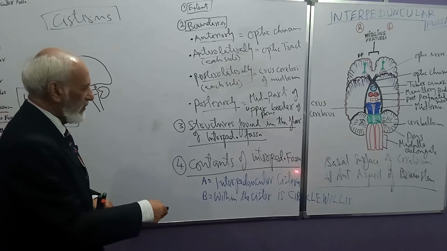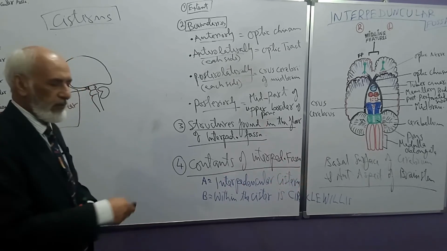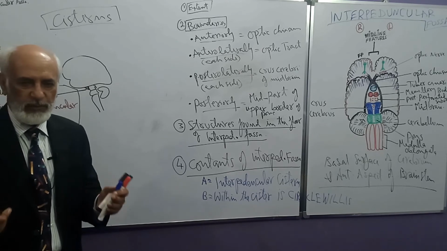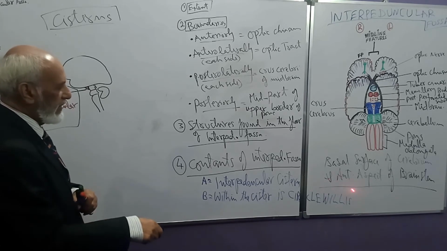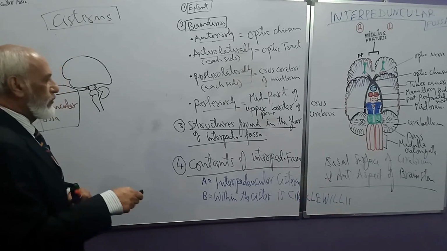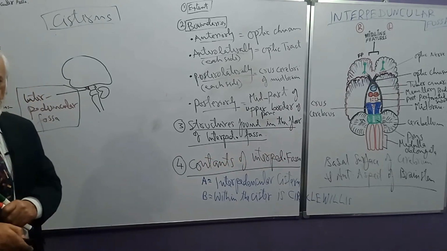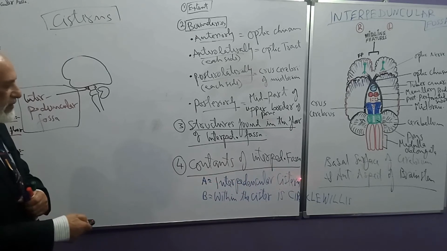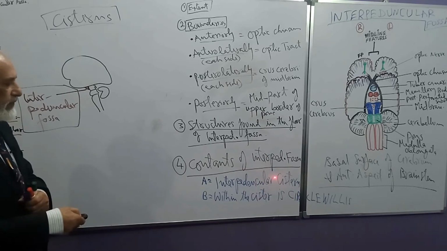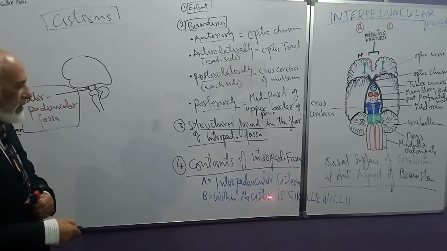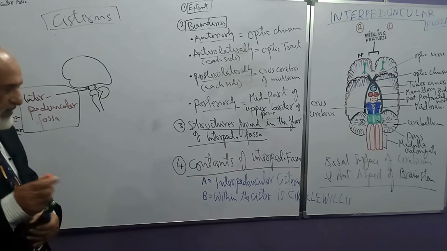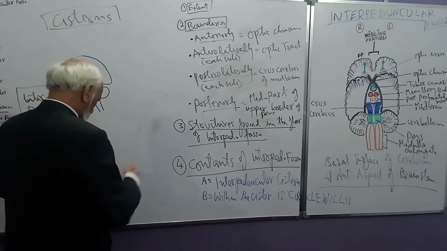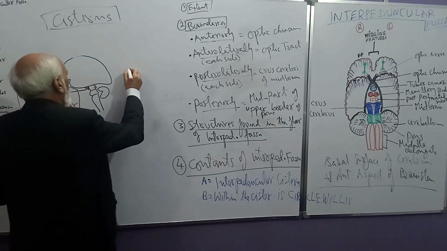Now, I already explained what is interpeduncular cistern, the wider subarachnoid space filled with cerebrospinal fluid. And in this is again another structure called circle of Willis. So if you're asked what are the contents of interpeduncular fossa, these are the main contents. Interpeduncular cistern occupies the interpeduncular fossa, and within this cistern, floating in the cerebrospinal fluid, is an arterial circle called circle of Willis. Now briefly we will discuss what is arterial circle. The circle of Willis.